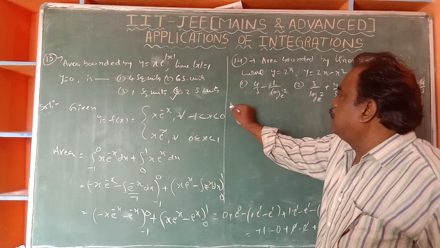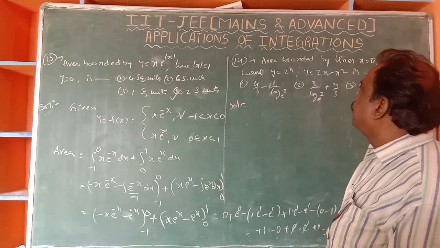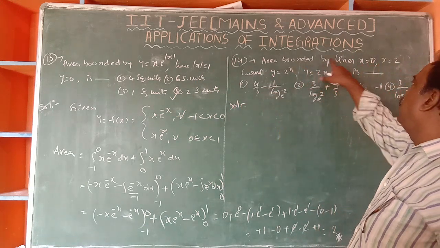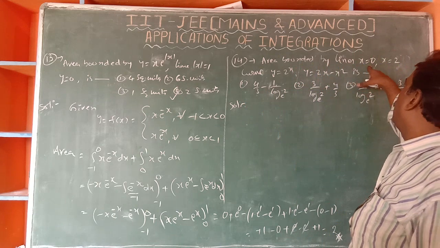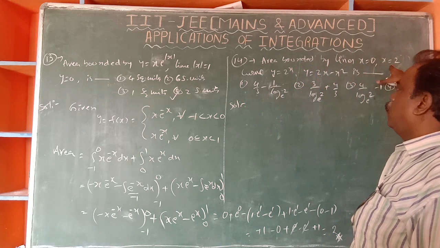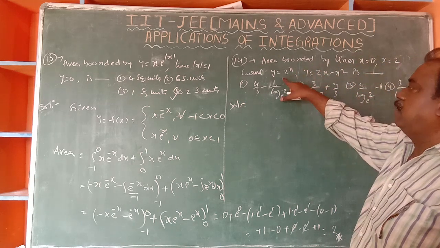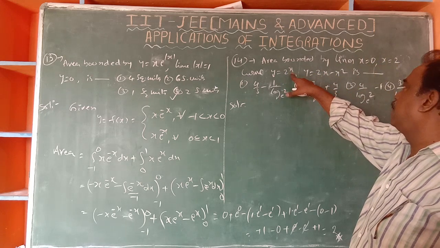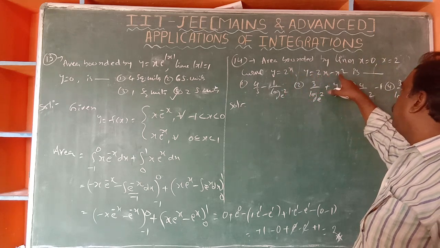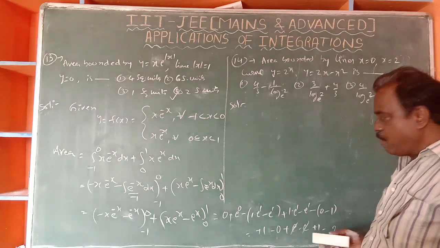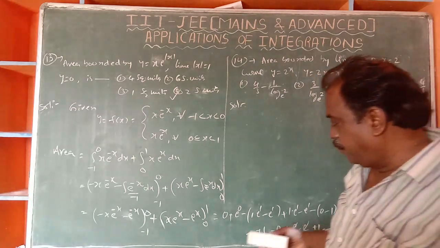Now the 14th problem. The area bounded by the lines x is equal to 0 and x is equal to 2, the curves y is equal to 2 power x and y is equal to 2x minus x square.